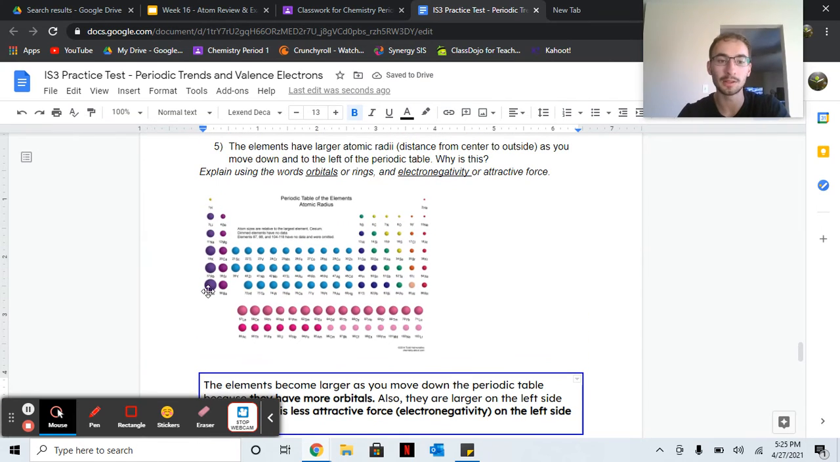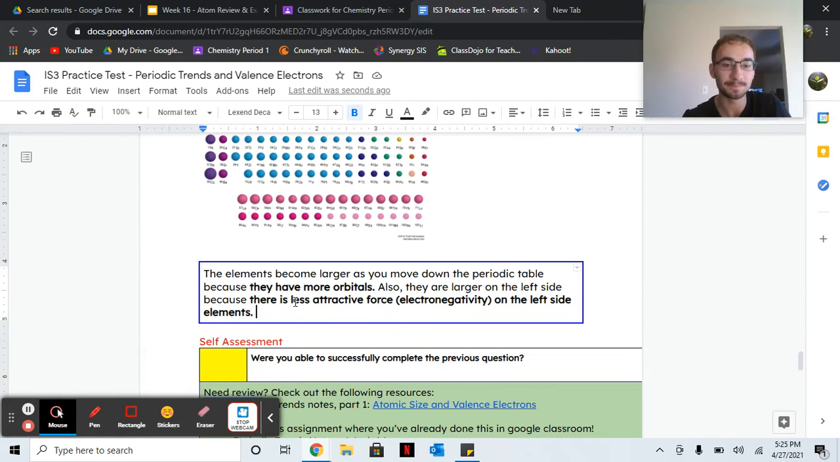Yep, so francium, rubidium, potassium, sodium, they have very weak attractive force. They don't really hold themselves very tight. They're much more spread out because they don't want any more electrons. They want to get rid of them, so they're more spread out.